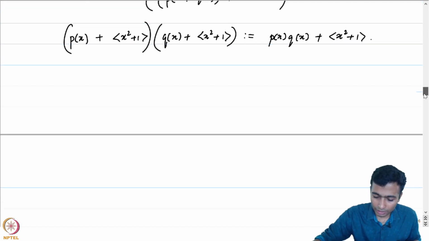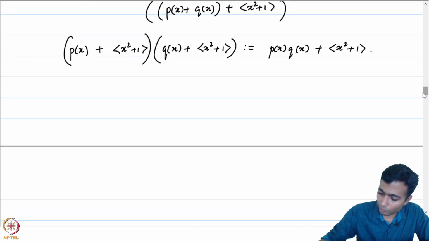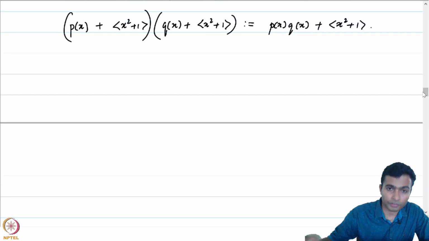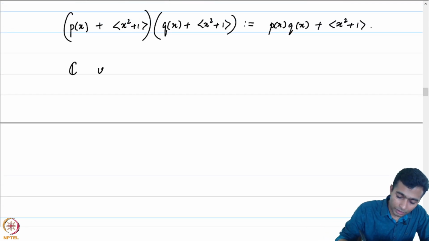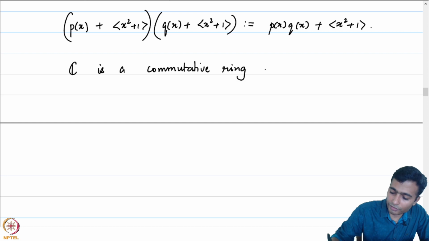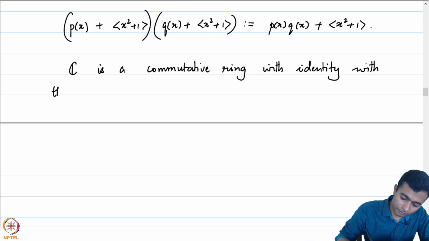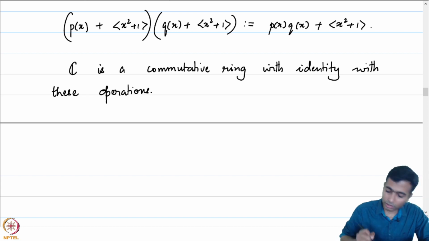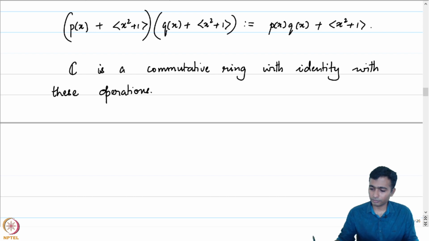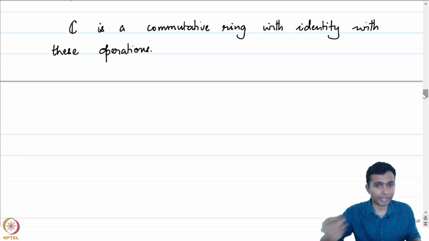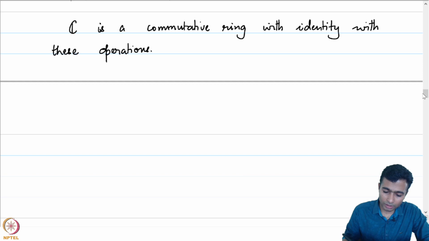spaces. And again, let me invoke the knowledge from ring theory to say that C is a commutative ring with identity with these operations. So we have found a commutative ring which is a candidate. So why is this a candidate? Okay, let's clear that first.